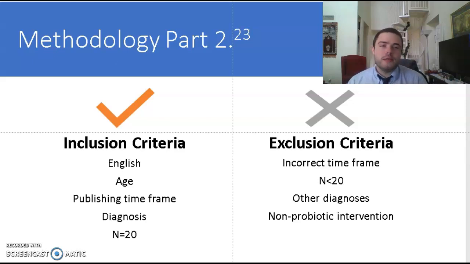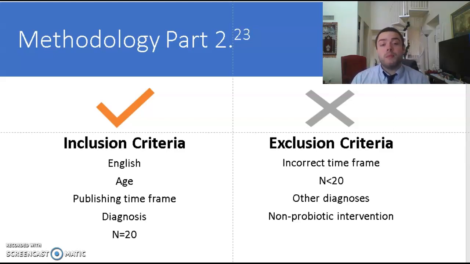The inclusion criteria required that the articles be in the English language and that participants be older than 18 years old, and there was no maximum age considered for this study. However, the majority of the people contributing to the study were between the ages of 30 and 70 years old throughout all 16 of the articles chosen for the study.